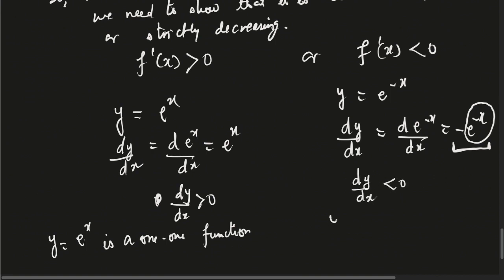This means your function is a decreasing function, and whether the function is increasing or decreasing, it is a 1-1 function. So y equals e to the power x, and y equals e to the power minus x, are also 1-1 functions.